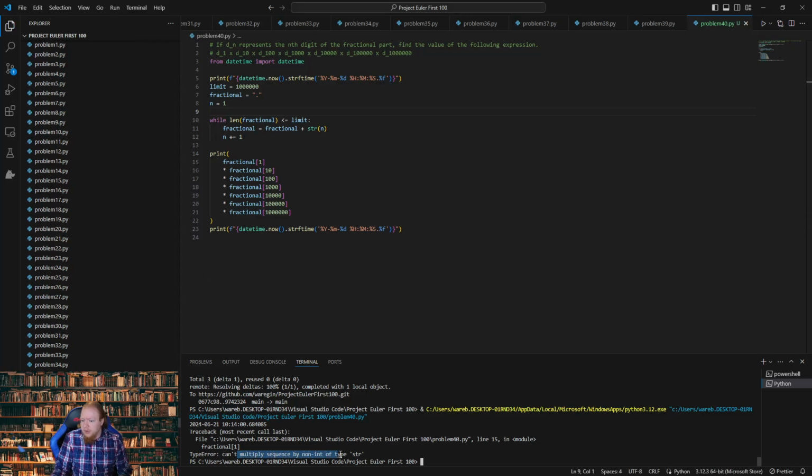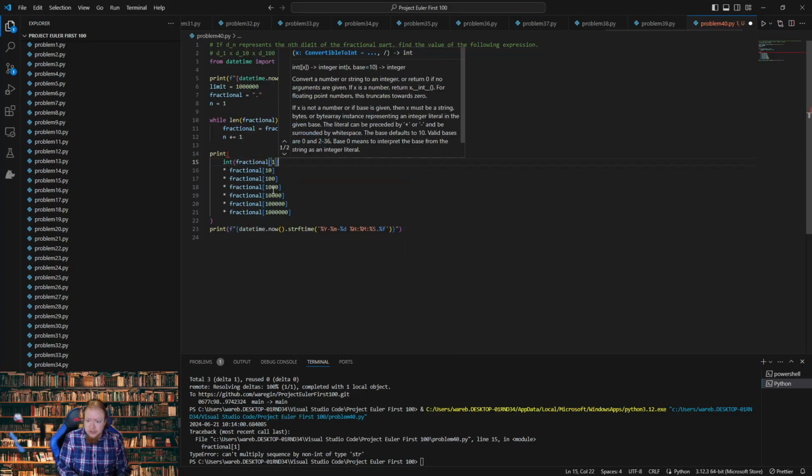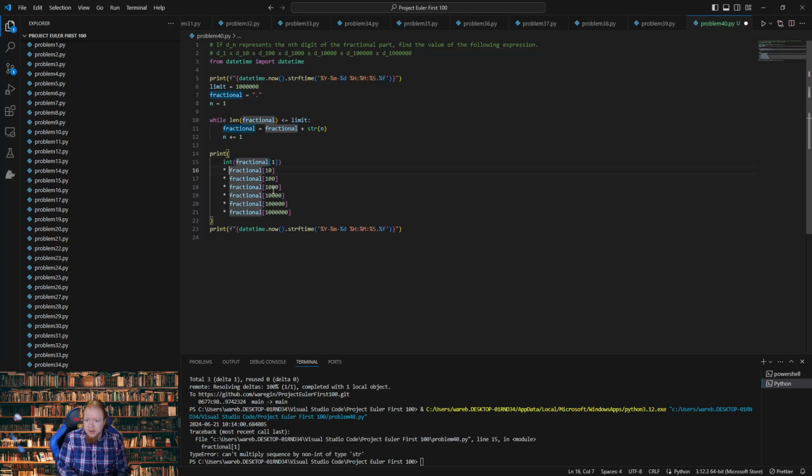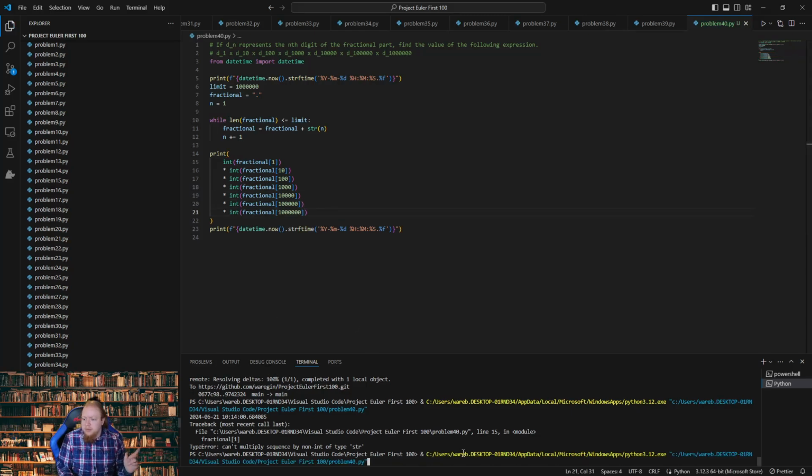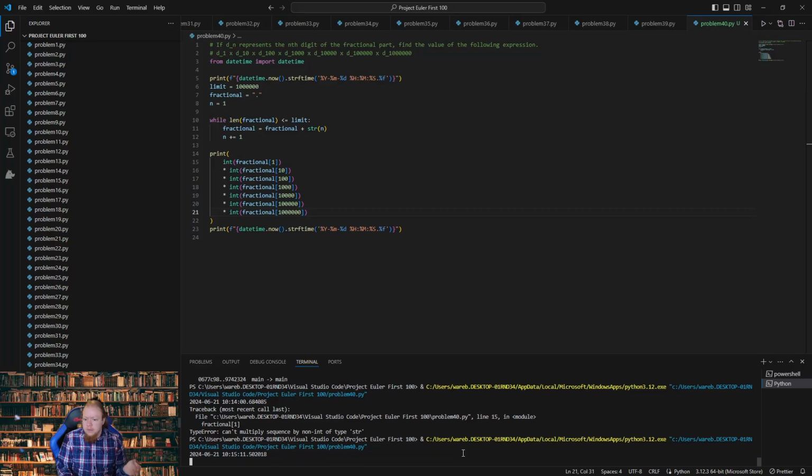Oh, cannot multiply sequence by non-int of type string. Well, we're just going to have to do this, aren't we? And then we close all of these parentheses. And now we should get the correct answer. Okay, starting at 1511. It won't go through for a little bit, building out this big string.